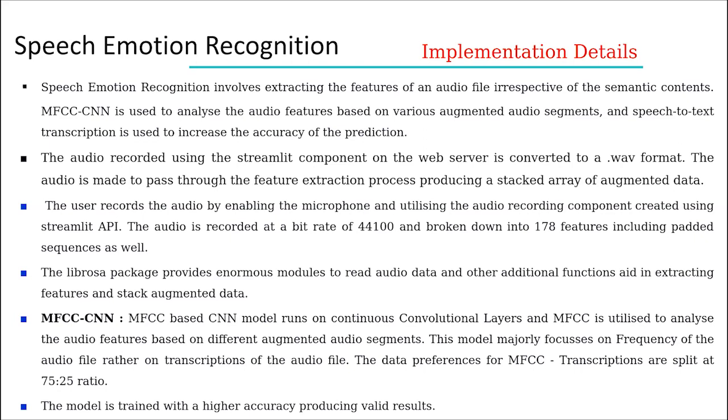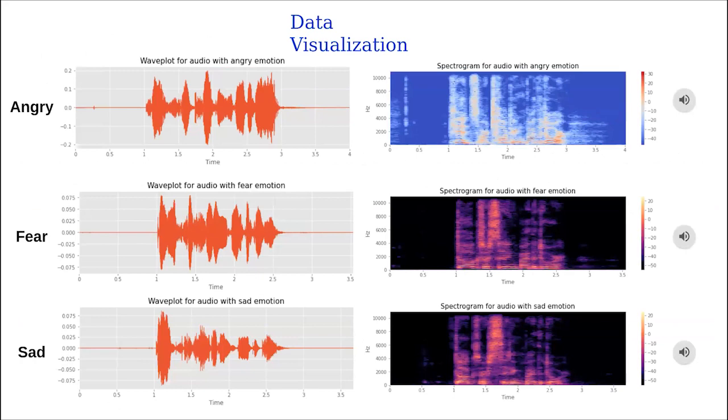Speech emotion recognition is the process of extracting the features of the input speech irrespective of the semantic contents. So instead of using only a base CNN model, we also use MFCC, which is the Mel frequency cepstral coefficient. It is a signal processing technique used to extract the features based on a cosine transformation. Along with this, a speech-to-text transcription model was also used to increase accuracy. The split of the data was 75% for the CNN model and 25% for the transcription.